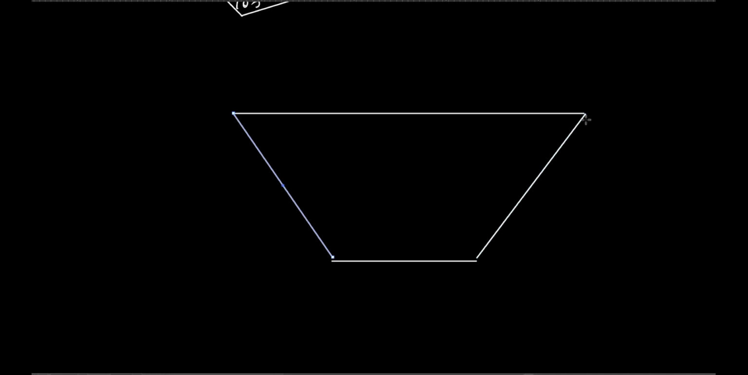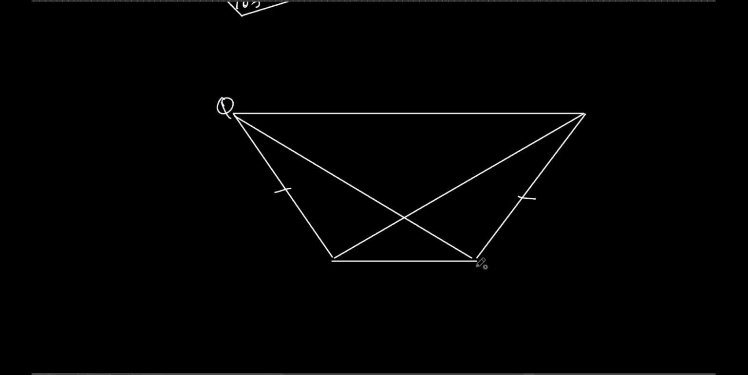And then you got diagonals right here, and you got a diagonal right there. It says it's an isosceles trapezoid, so those two are equal. It says find QS. So here's QS. You want to find that.